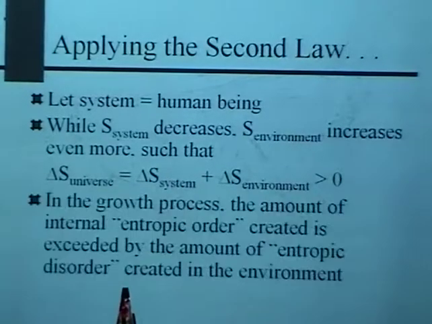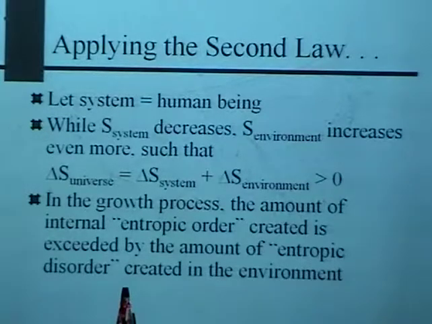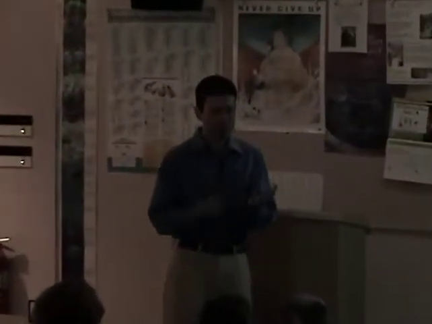If you want to look at this qualitatively, you can say that in our development, the amount of internal order that we may represent, the entropic order, is going to be far exceeded by the amount of entropic disorder that we create in the process of growing. So there really is no contradiction. Even when you take an egg and a sperm and look at the quite complicated organism that results, the entropy of the universe is still increasing.